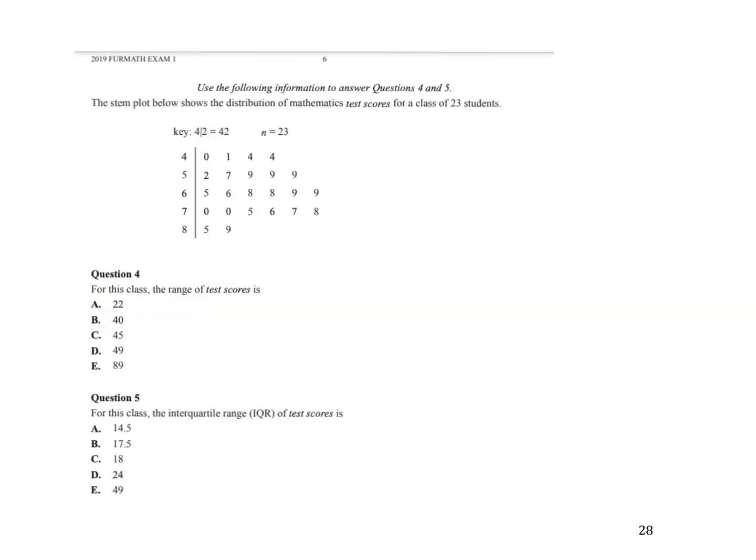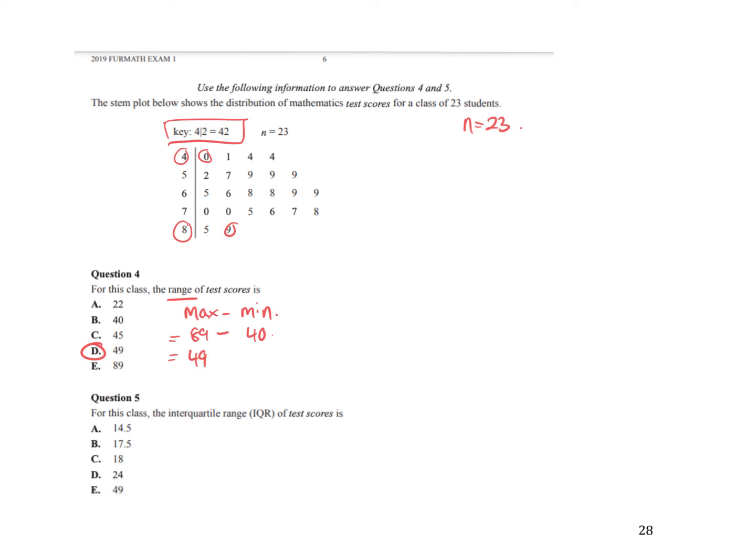The stem and leaf plot shows the distribution of mathematics test scores for a class of 23. So we've got n equals 23. For this class, the range of test scores: range is max minus min. Make sure you look at the key, which is simply a unit. The max is 89 and the minimum is 40. So we've got a range of 49.